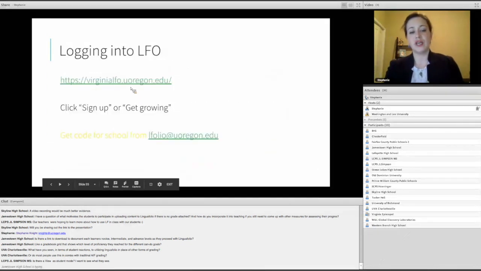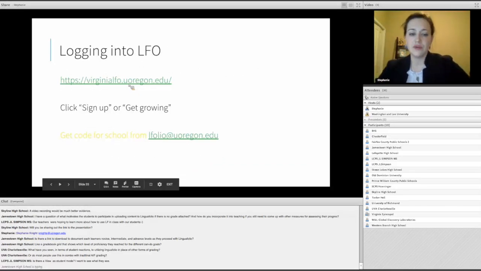This is virginialfo.uoregon.edu. Once you have the join code and create your accounts, we always suggest that you create a teacher account and a student account so you can sign in and see what the students see to help them troubleshoot.